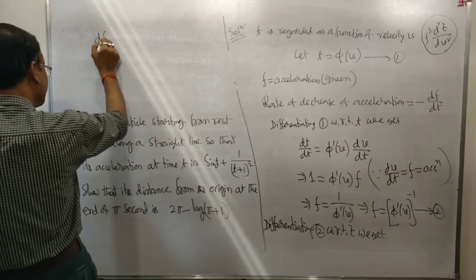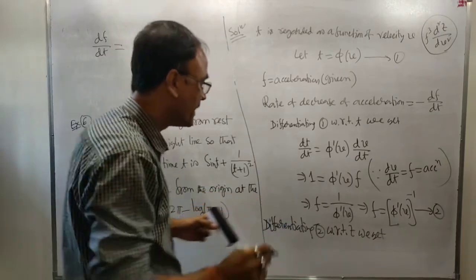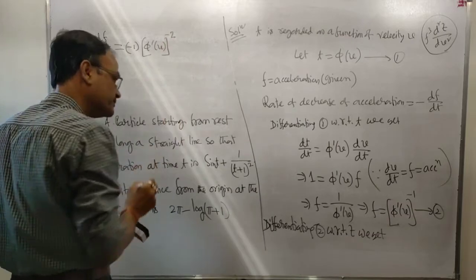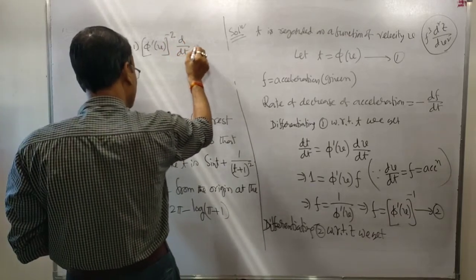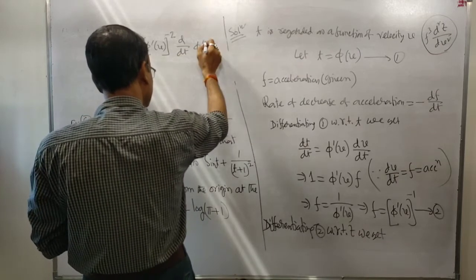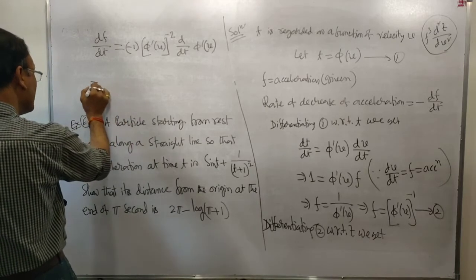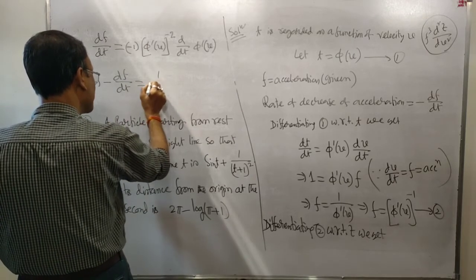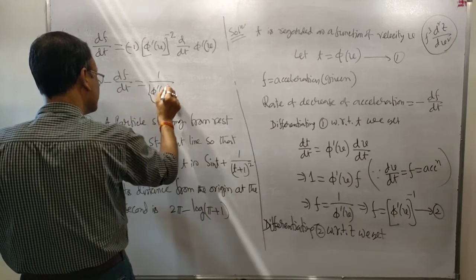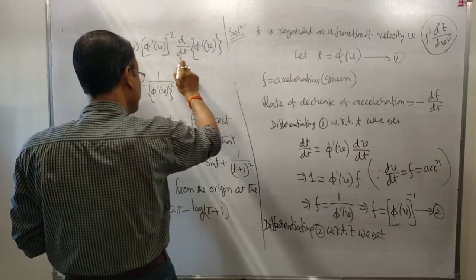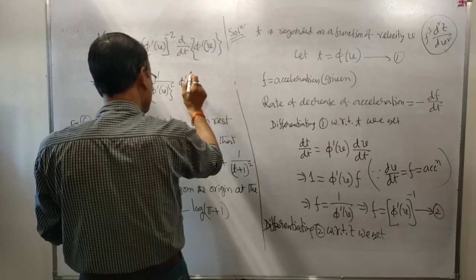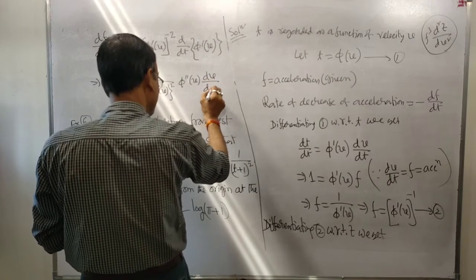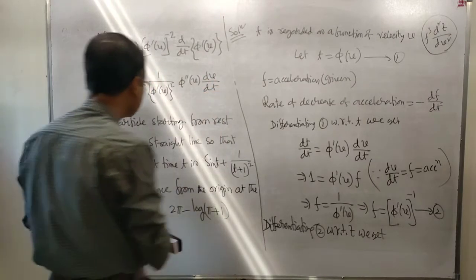It will be df by dt, which will be equal to minus 1 by phi dash v whole square, d by dt of phi dash v. So the rate of decrease of acceleration will be equal to 1 by phi dash v whole square. With respect to t differentiation, first differentiate this with respect to v.